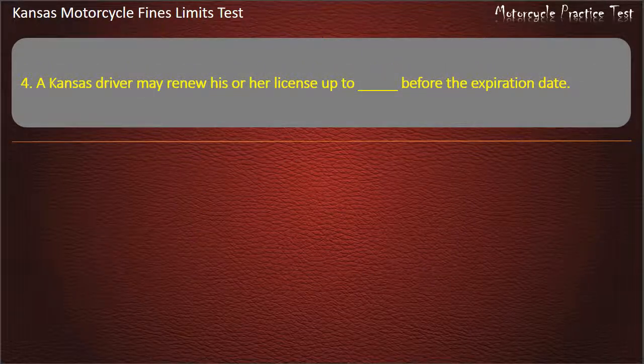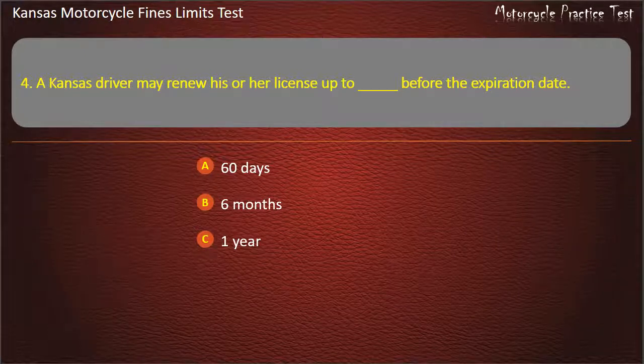Question 4. A Kansas driver may renew his or her license up to before the expiration date. 60 days. 6 months. 1 year. 30 days. Answer: 1 year.